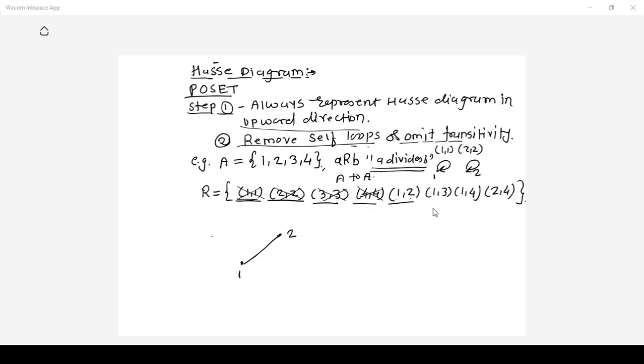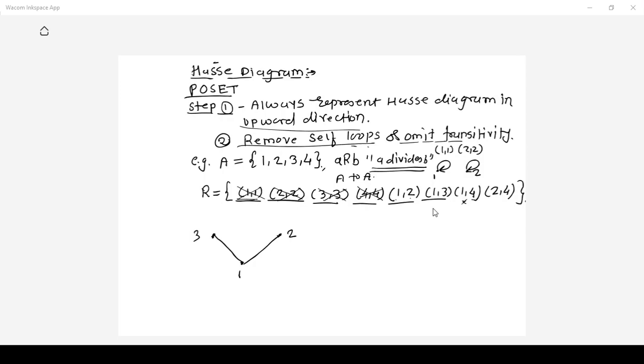Next pair to consider is (1,3). So 1 is related to 3. I have taken 2 here, so let us say I'll take 3 somewhere here. 1 is related to 3, I can represent like this. Then the next pair is 1 related to 4. For the time being I'll not consider this pair. Why, I'll tell you.